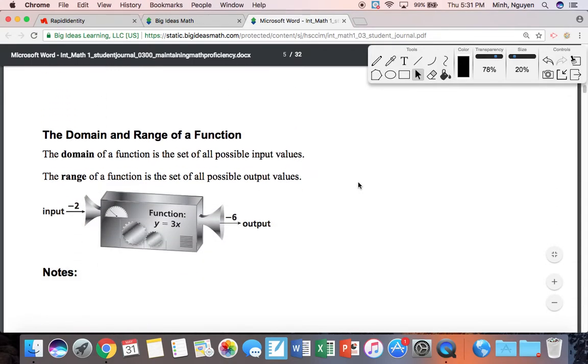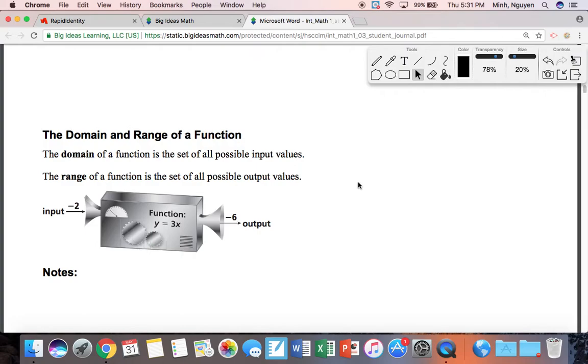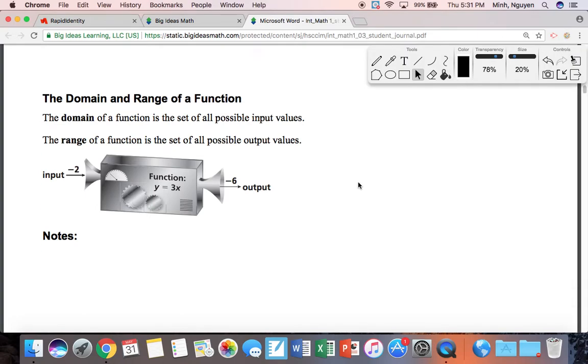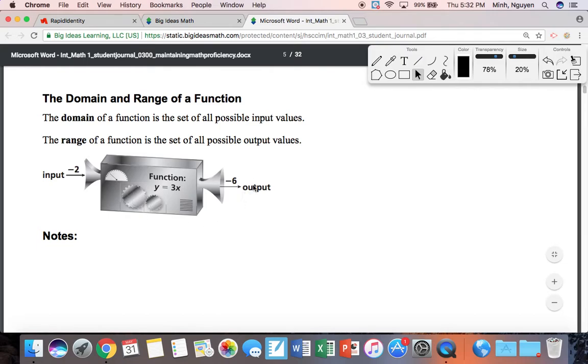Domain is the set of all possible input values. I must have said something along those lines. The range of a function is the set of all possible values. Again, the domain is tied to the input x, and the range is tied to the output y.